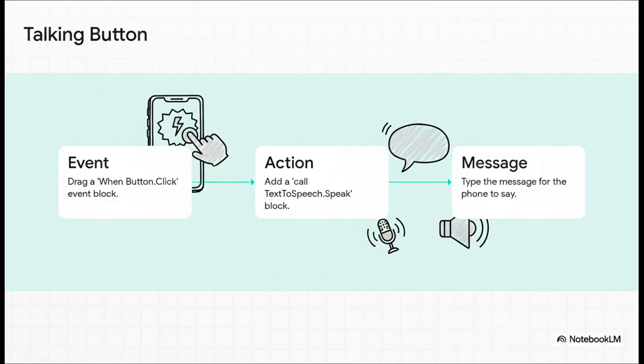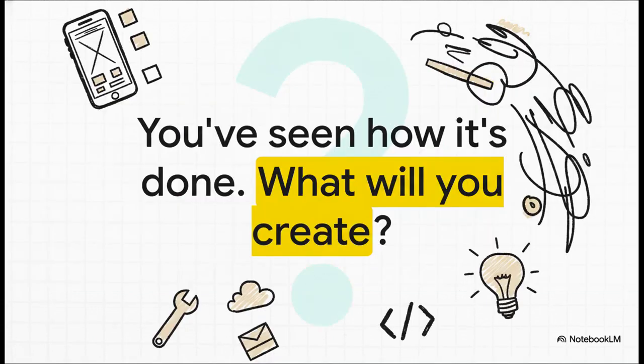For example, let's say you want to make a button that talks when you press it. It's just 3 little steps. First, you grab the When button click block. That's your trigger. Second, you snap in the Speak action block right inside it. And third, you just type in whatever you want it to say. And that's it. You've just programmed a function. It's pretty amazing.